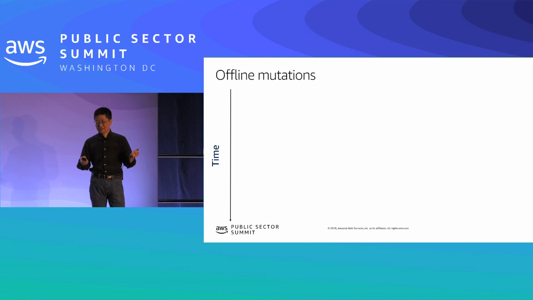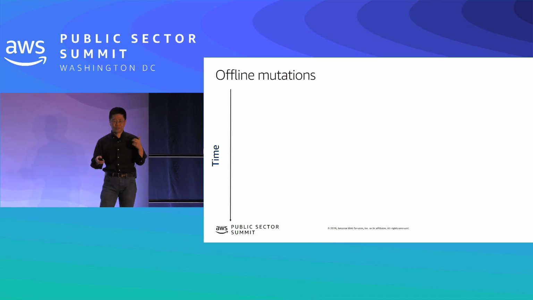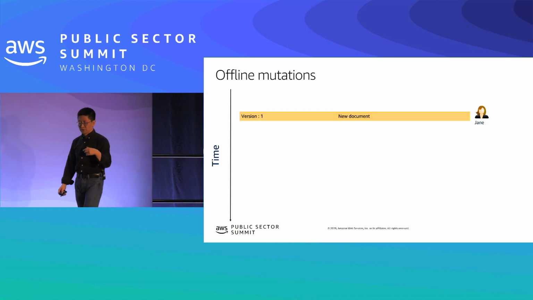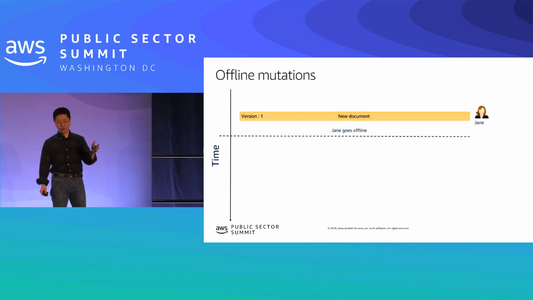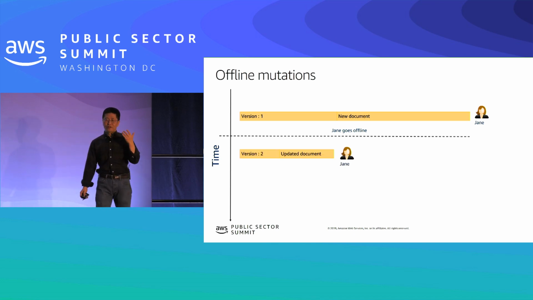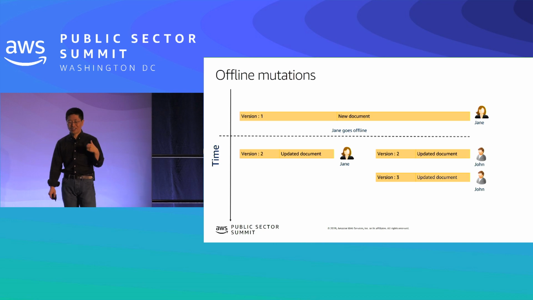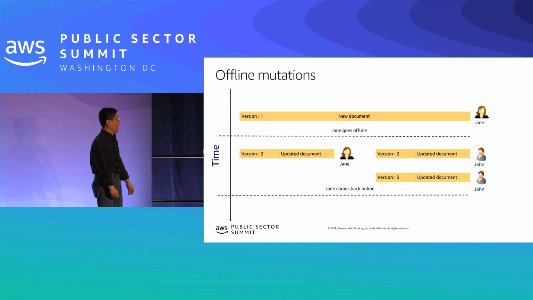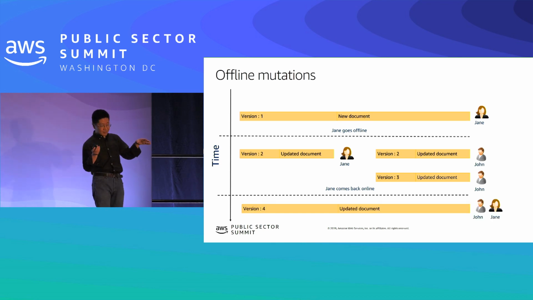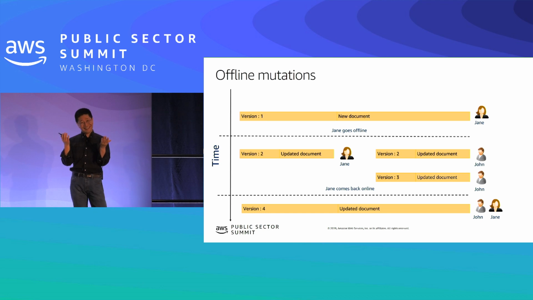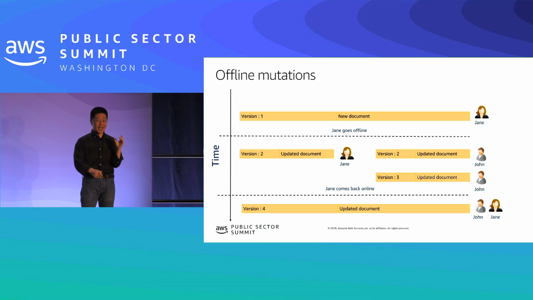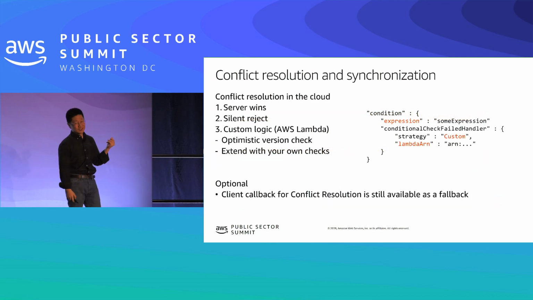And the last feature I want to mention is conflict resolution. When you're offline, for example, Jane is going to create a new document and make some changes. She's going offline. Then when she's offline, maybe on an airplane or somewhere, she makes additional changes. Then John comes in to update the document and creates different versions, right? At the end, when Jane comes back, you want them to update the document. Because they both made changes, you could have conflicts. AppSync actually has built-in support to resolve those conflicts.